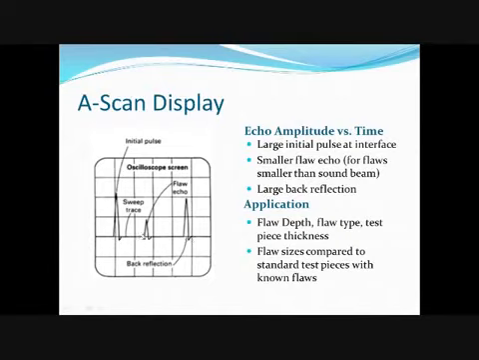Sometimes if you have a very large echo, you will not see this back reflection and you will see a larger flaw echo. The applications of this are typically to find flaw depth, flaw type, and test piece thickness. Also, flaw sizes are typically compared to standard test pieces with known flaws.